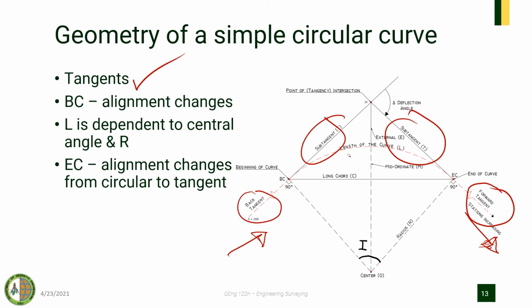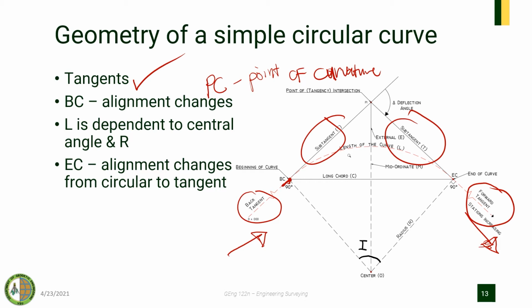We have also BC, or beginning of curve. Some references denote it as PC, meaning point of curvature. That's literally it. At this point, from the straight line, this is where you start to change your direction. That is why this is called the point of curvature.